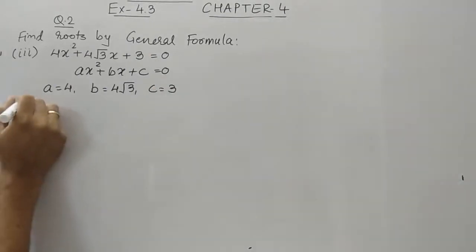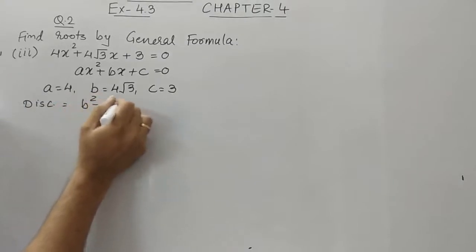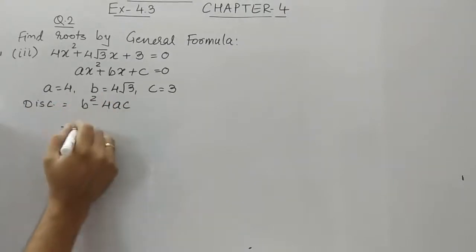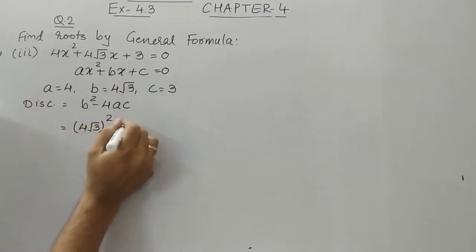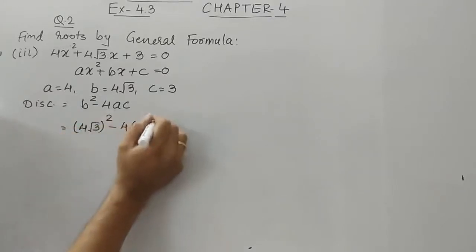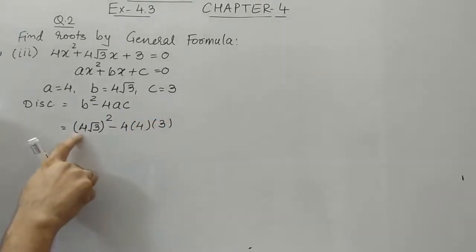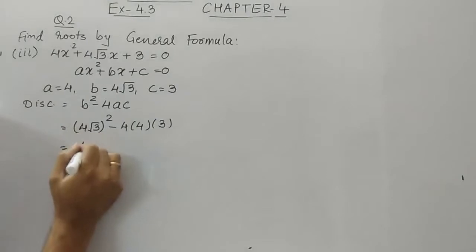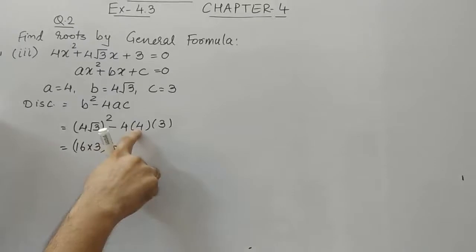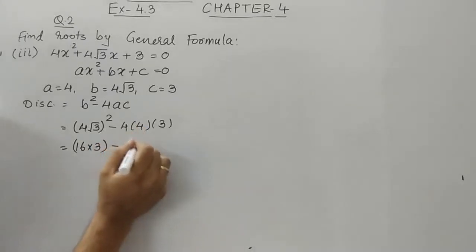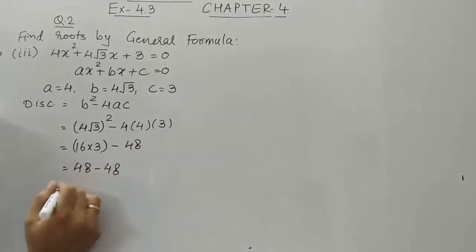Again let us find the discriminant, or we can say the b square minus 4ac value. So b is 4 root 3, so we'll square the whole term, minus 4, a is 4 and c is 3. When you do the square, it's a rational 16 and this is 3. Remember, 4 4s are 16, 16 3s are 48. So we can see here that the value of the discriminant is 0.